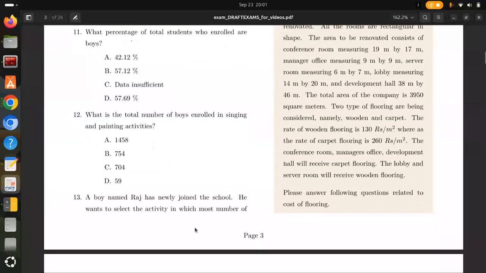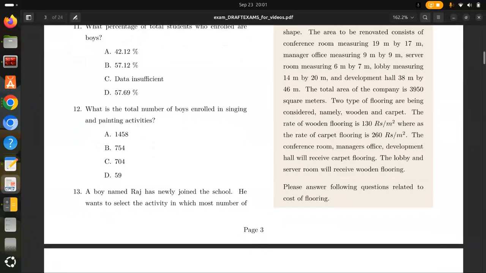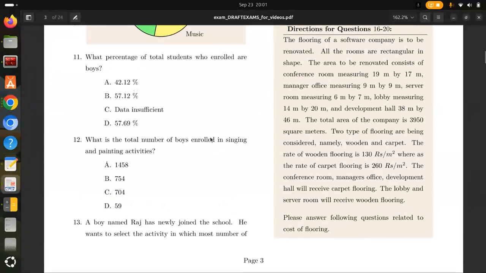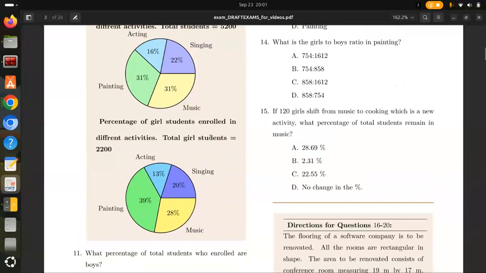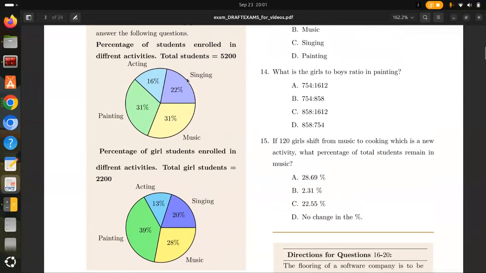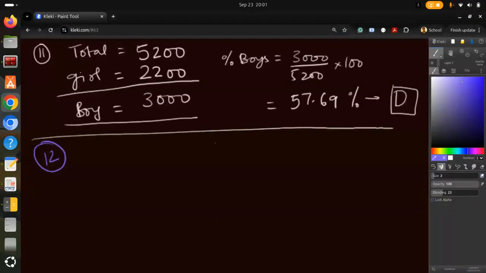So the question is, what is the total number of boys enrolled in singing and painting activities? Now we need to find the total number of boys in singing and painting activities. Unfortunately, the boys pie chart is not given. So my approach is, first I will find out the total, then I'll find out the number of girls, then I'll subtract, then I'll be getting the percentage. Okay. So let's first work on the total. So to find the number of boys in singing plus painting.